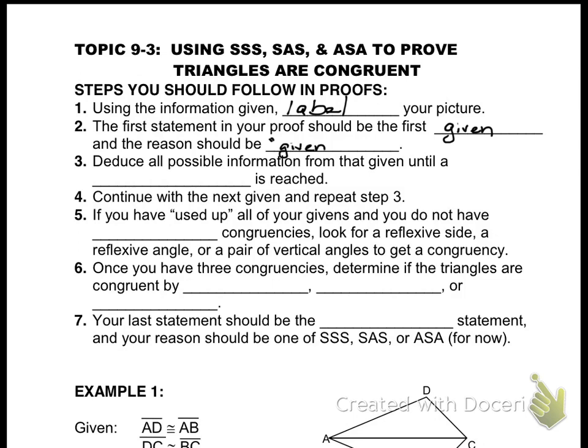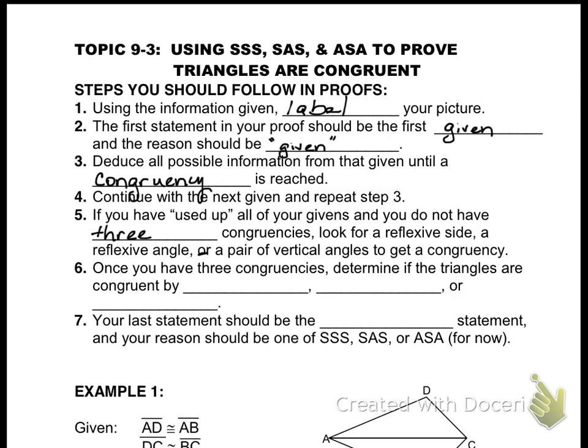Now we did 2-column proofs earlier with algebraic proofs, so you may remember this. We're going to go from there and deduce any information we can deduce from that particular given until we reach a congruency, and I'll go through some examples so you can see what we mean. Okay, so we get a congruency, and then you go to the next given and do the same thing, and you want to get 3 congruencies. Now if you don't get 3 from your givens, then you go back and look for a reflexive side, a reflexive angle, vertical angles, anything that we can deduce without other information, and so to get that third congruency.